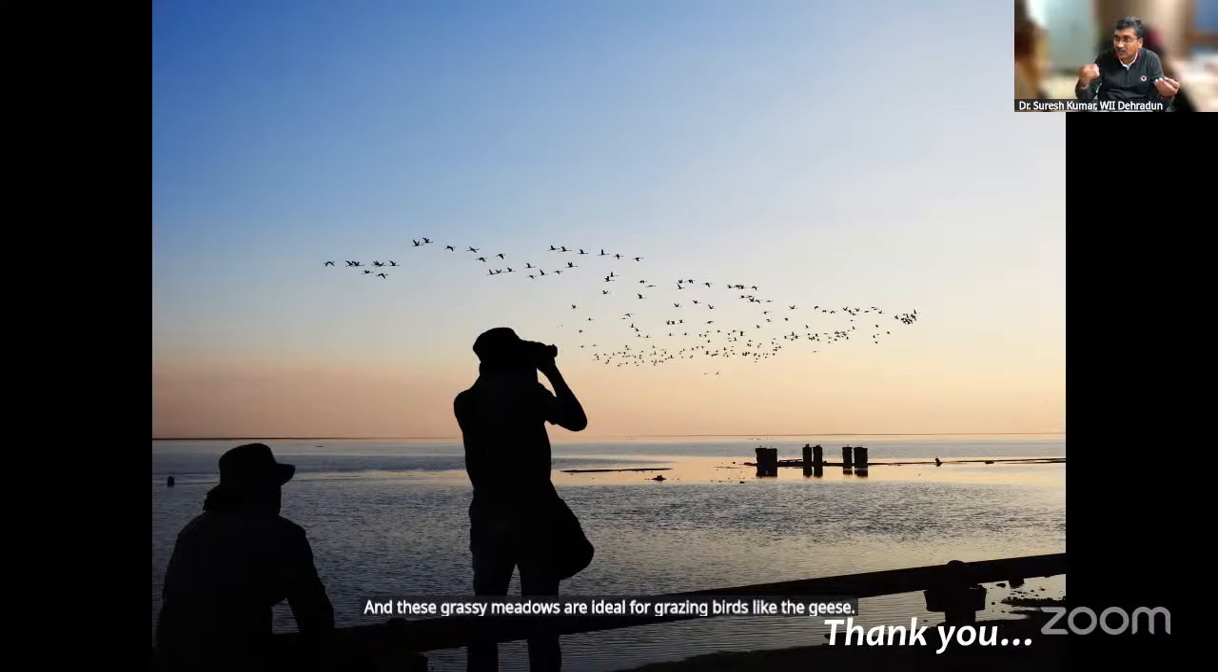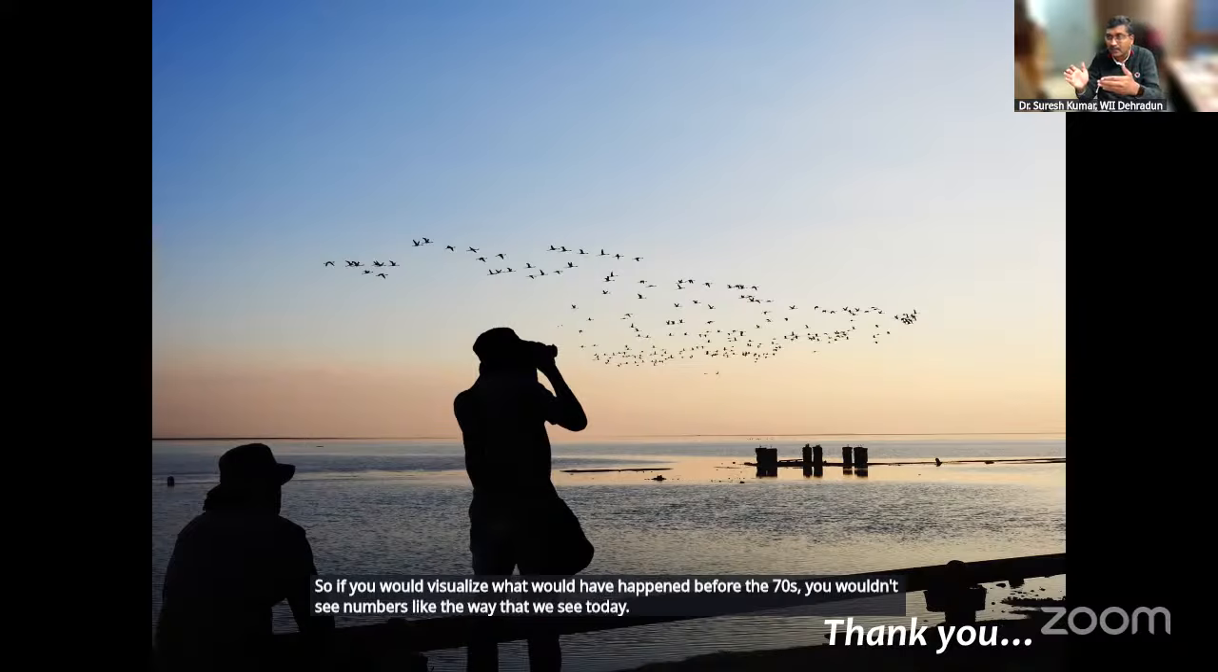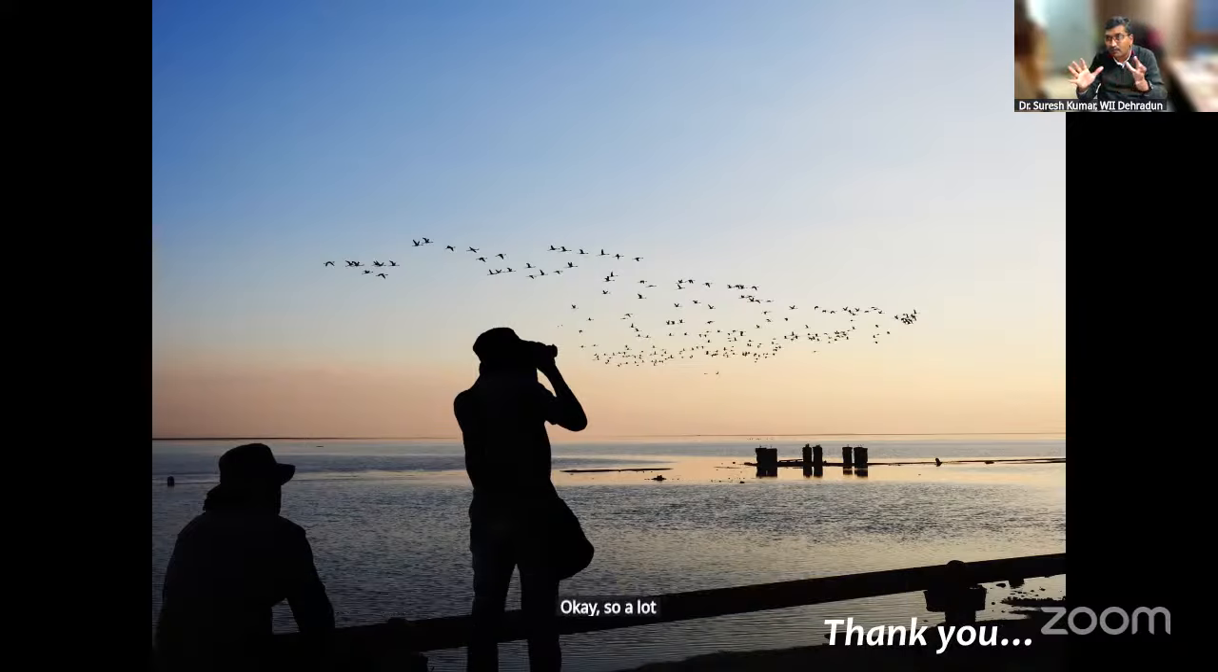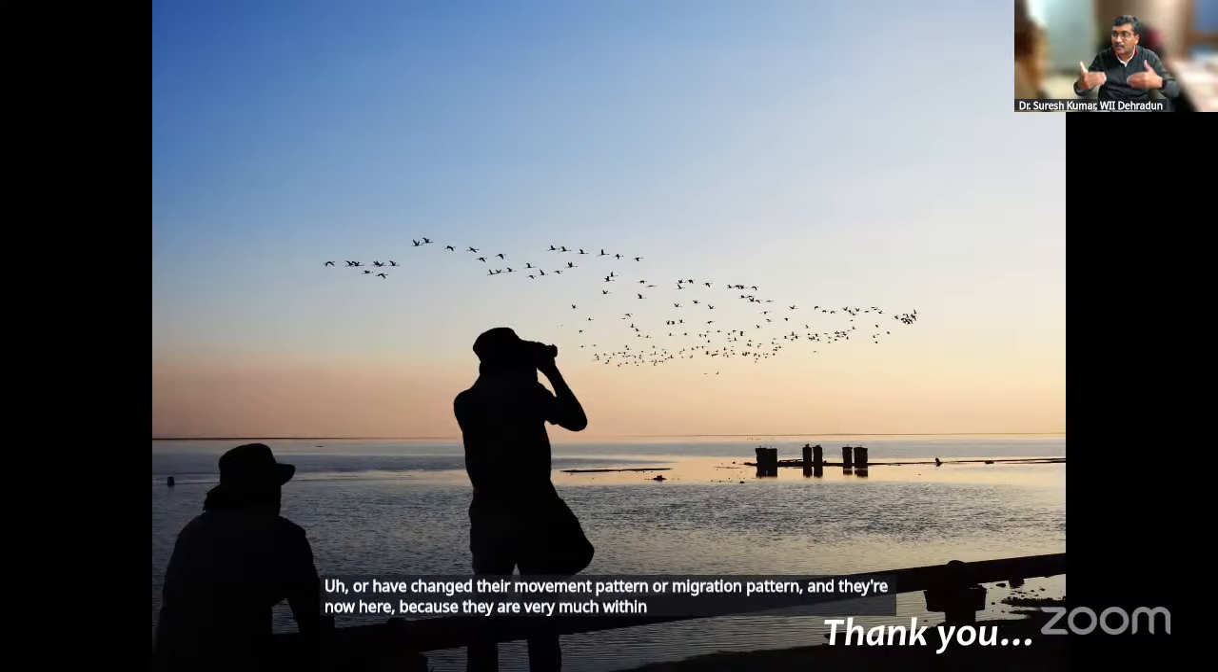These grassy meadows are ideal for grazing birds like the geese. They're vegetarians, so they are looking for food. If you visualize what would have happened before the 70s, you wouldn't see numbers like the way that we see today. So a lot of the birds have possibly changed their movement or migration pattern. They're now here because they're very much on the other side of the Himalayas, which is relatively warmer.